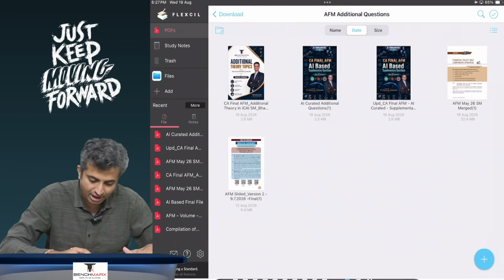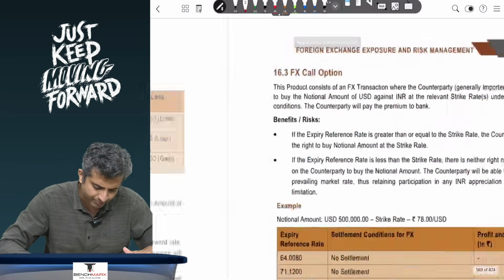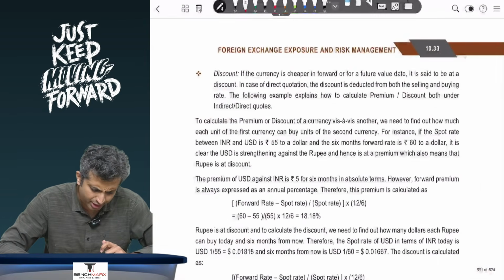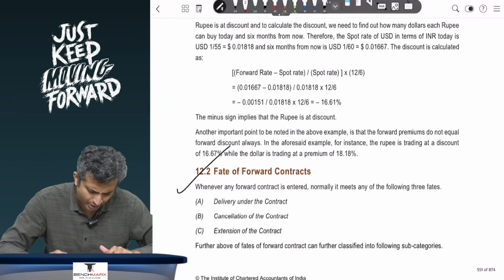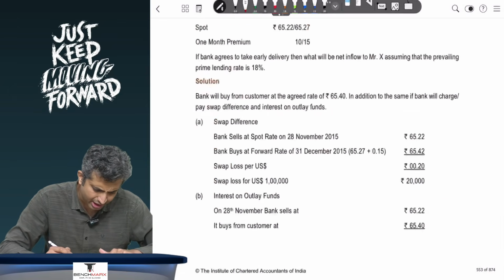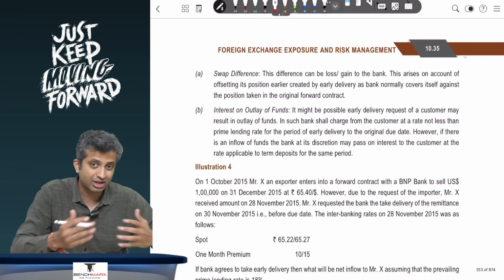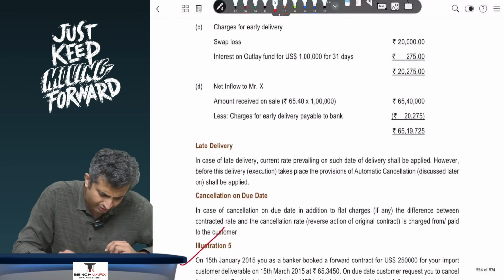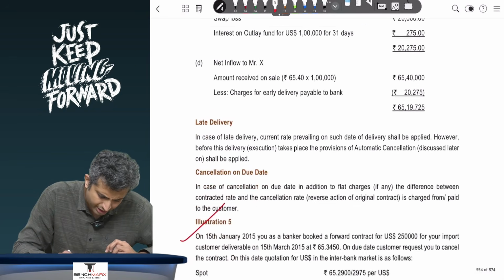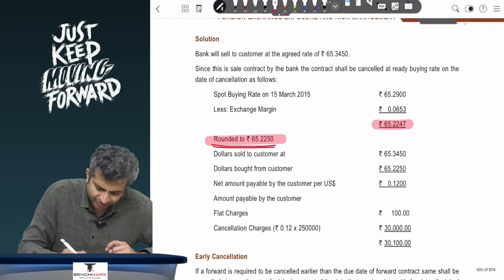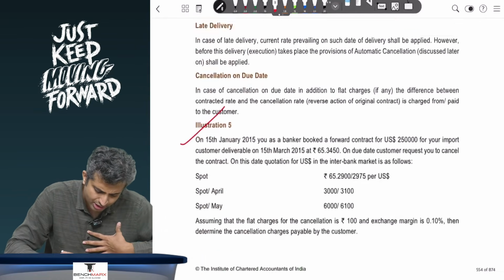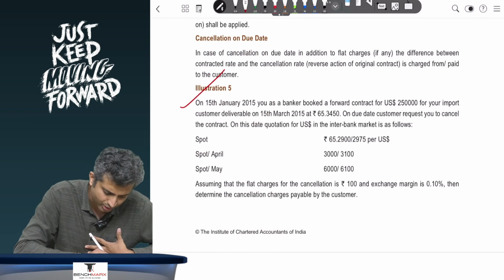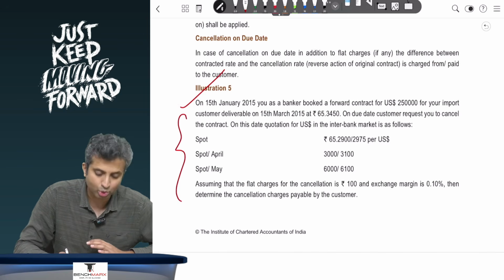But if you see the study material, if I can just open this up and go to 10.33, there are quite a few questions in this fate of forward section, and there's nothing different from what is there in your material. However, if you look at certain questions, see over here, the question does not tell you anything. It's a normal question. If you see this question, it does not really tell you that you have to round off or anything.